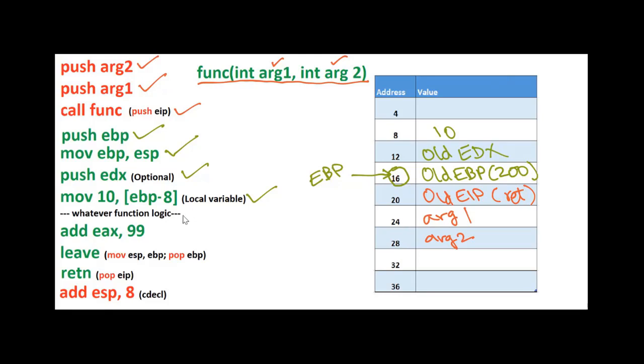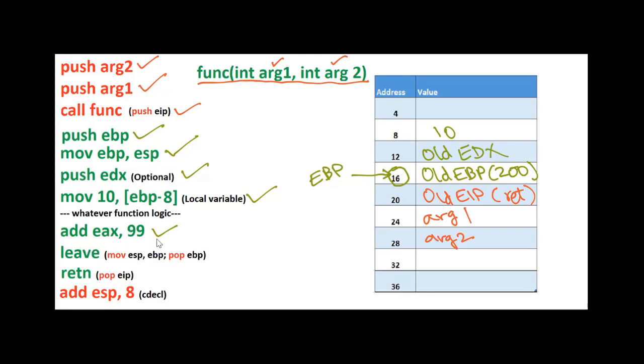And following this is the actual implementation of the function. So it does whatever it has to do. I didn't want to mention that and clutter the code. I just added one line here where the value of EAX is getting added to 99. So basically the function will execute and the value will be stored in EAX.